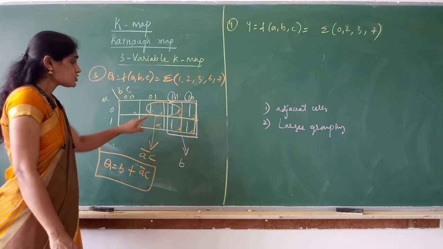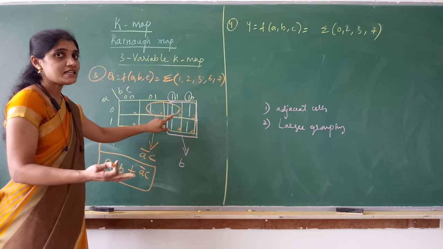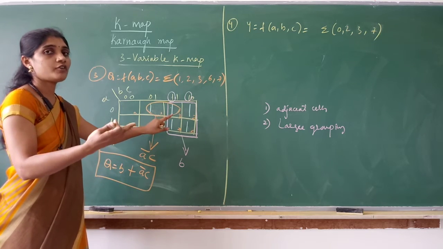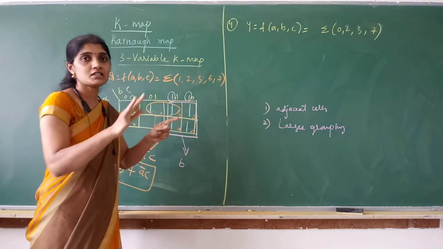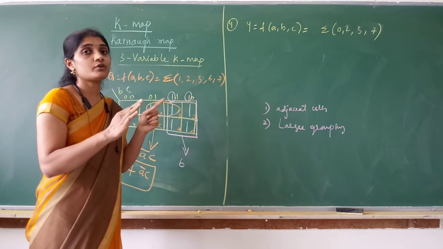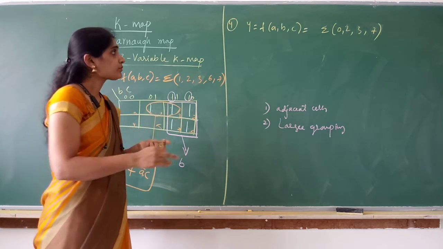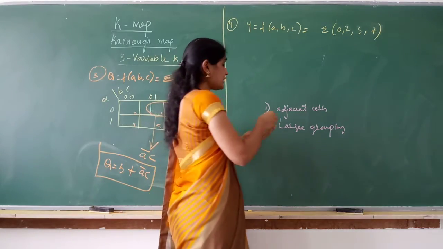Is it clear? So if the cells are not adjacent, you can go for any number of groupings to cover the min terms. And you always have to go for larger groupings. Then coming to one more problem, I will solve this.